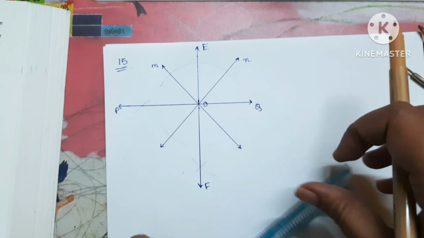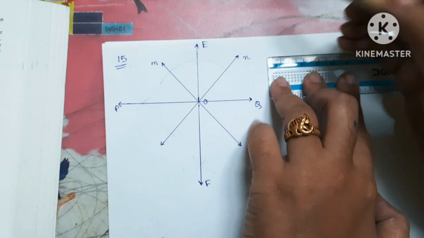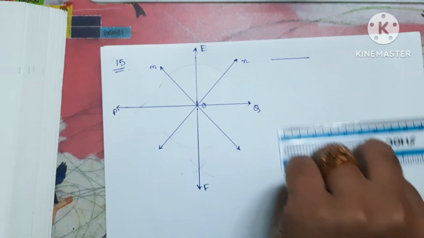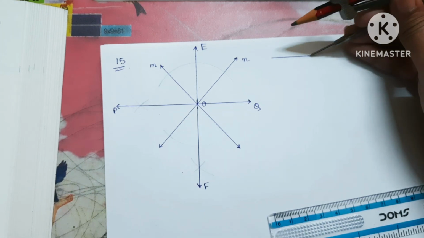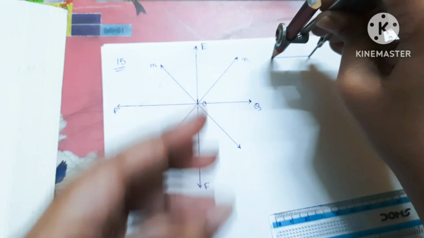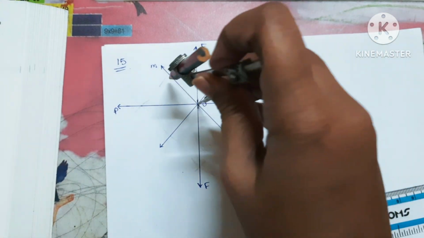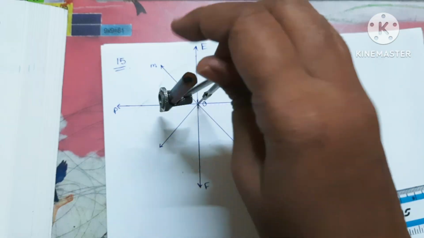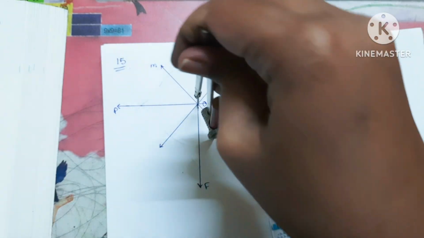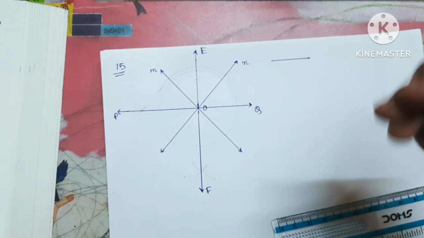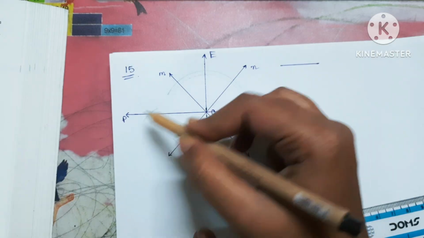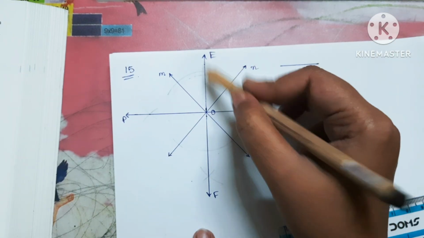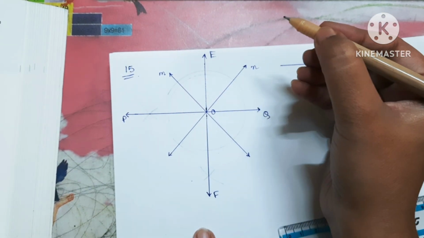So 2.5 centimeter means this distance. So this is 2.5 centimeter. You take this distance as radius and then draw a circle. Now see, this circle intersects those angular bisectors EF and PQ in 4 points.